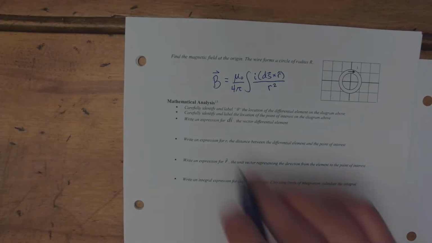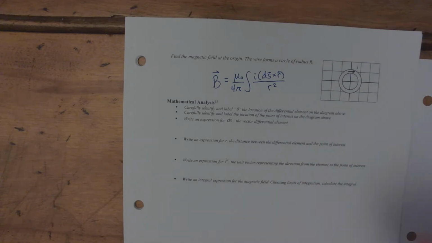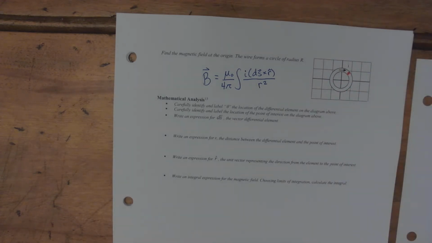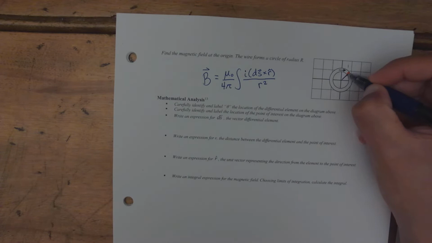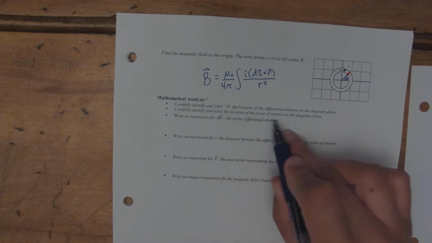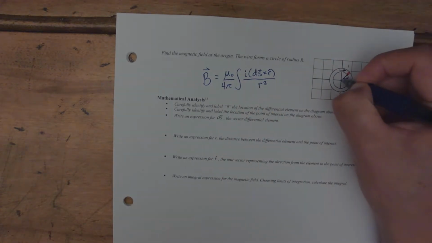So I want to carefully identify and label theta, the location of the differential element on the diagram above. I can put the differential element wherever I want, but I like to keep it when x is positive and y is positive, so in the first quadrant. And then the angle here is theta. Carefully identify and label the location of the point of interest. The point of interest says at the origin.